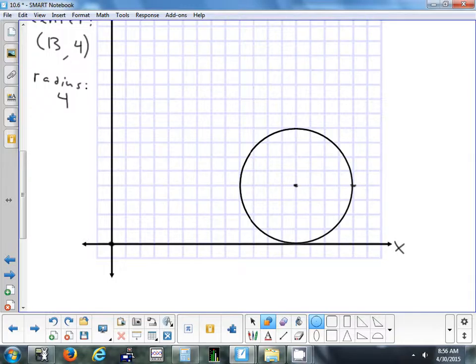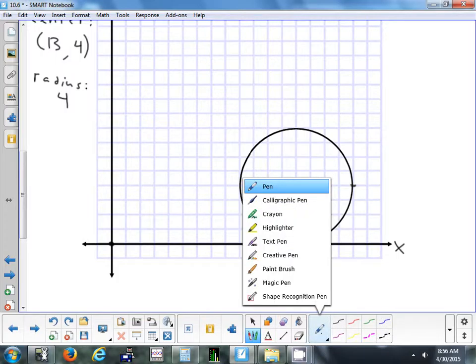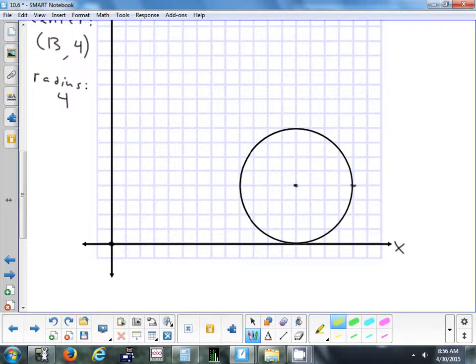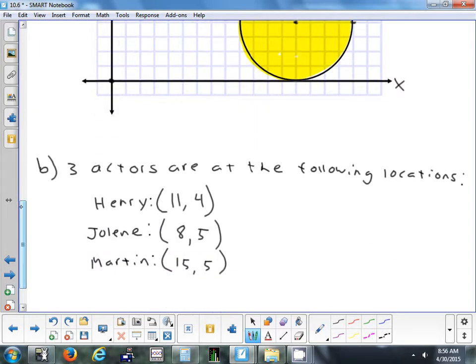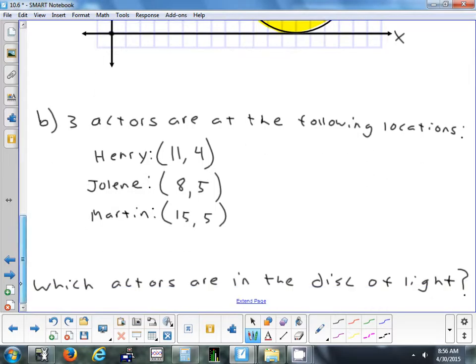Any questions on that? In fact, what I'll do is color that in yellow, so we know that's the part that's lit up. There we go. Anybody standing in that area is going to be lit up. And I think that's what they're going to ask us. They're going to give us the coordinates of where someone's standing and ask if they're in the light. So 3 actors are in the following locations. Which actors are going to be lit up?